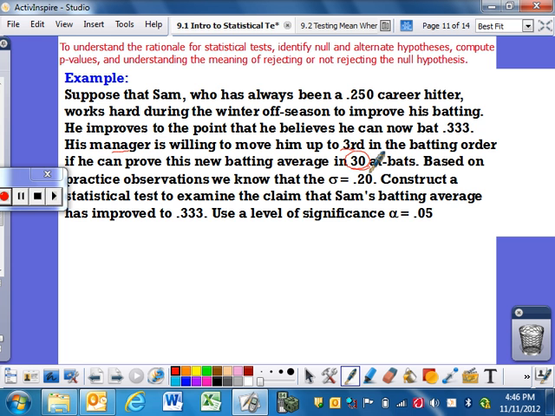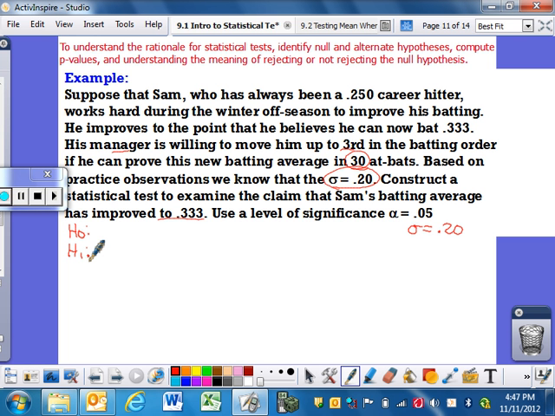Based on practice observation, they give you sigma, which by the way is important for later. That's your population standard deviation. They just want you to test the claim that his batting average has improved. So here's what we need to talk about. The first three things, before you even worry about the whole scenario: what's your null hypothesis and your alternate?